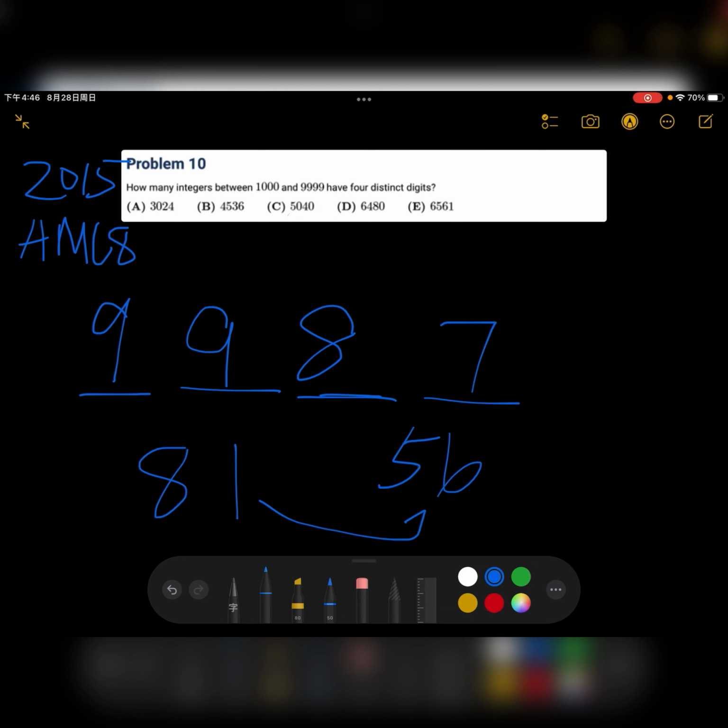And then taking the digits, 81 times 56 ends in 1 times 6, which is 6, and the only answer that has 6 as its ones place is B.